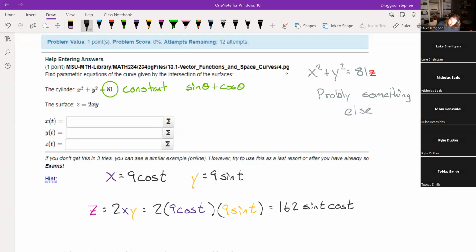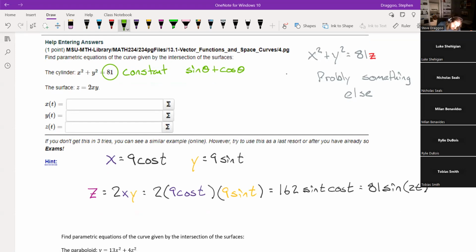Or if you wanted to get real fancy, this thing is 81 sine of 2t, since that's the double angle formula for sine. Again, if you've taken trigonometry at Michigan State, you've probably also heard me talk about that formula. But you probably didn't think that was coming back. And it kind of isn't, but just for fun. I think stopping right here is fine. That's where I'd leave it if it were me, probably.